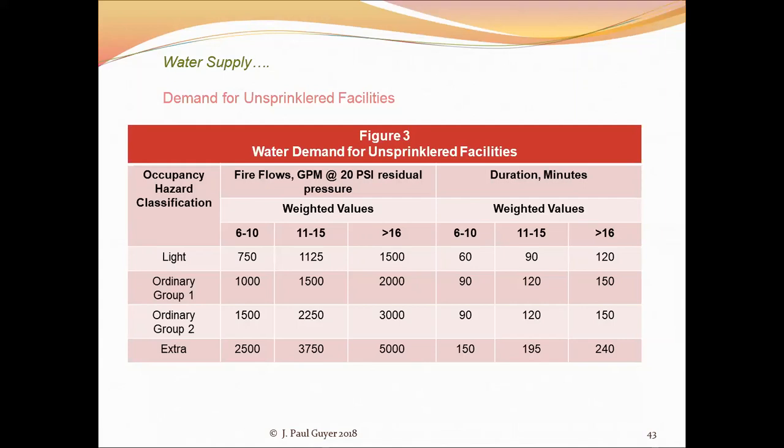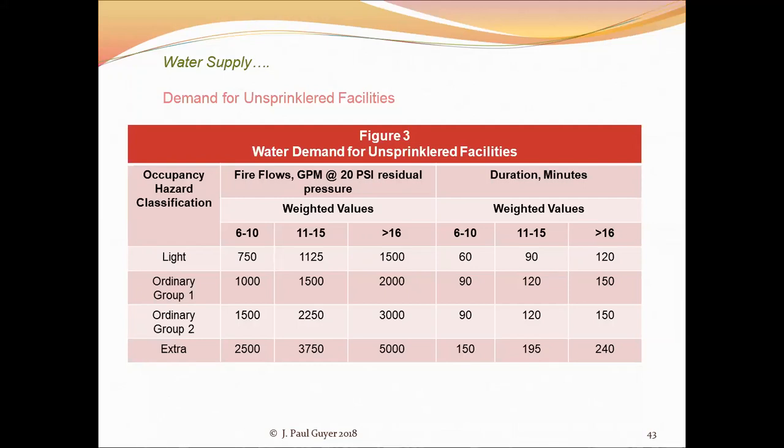And then the duration for which that flow rate, GPM, is required is as indicated in the last 3 columns on the right. Light hazard occupancy, 6 to 10 points, 60 minutes. So 60 minutes times 750. So the total quantity of water is 45,000 gallons.